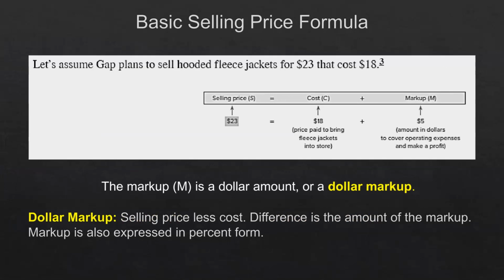All right, so let's look at the basic selling price formula. It's the selling price equals the cost plus the markup. Now, when we say the markup here, we're talking about the markup amount in dollars. And so you'll see as we work through this section and the next that there are going to be some things that we will be calculating with this. And so in this case, we can see that the amount of the markup is $5. That's the dollar markup. And you basically can just take your selling price and subtract your costs to find this dollar amount of the markup.